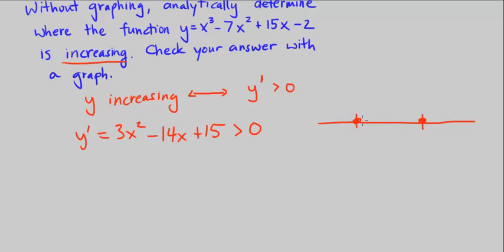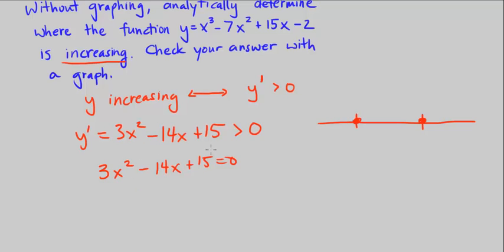Then we're going to test a point on each of these sides to determine if it is positive or negative. Once we do that, we're going to be able to say exactly where y prime is greater than 0, which means y is increasing in that region. Okay? So let's go ahead and start by setting y prime equal to 0 first.